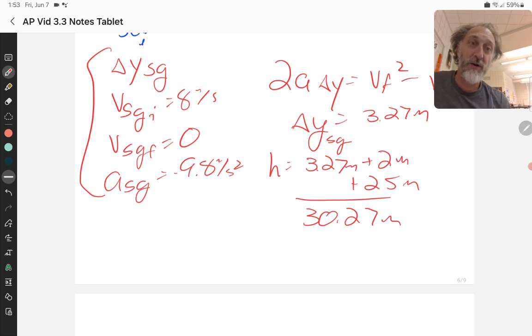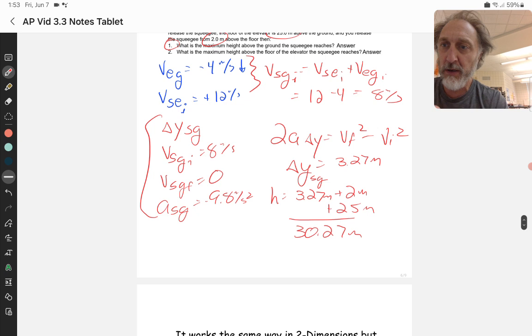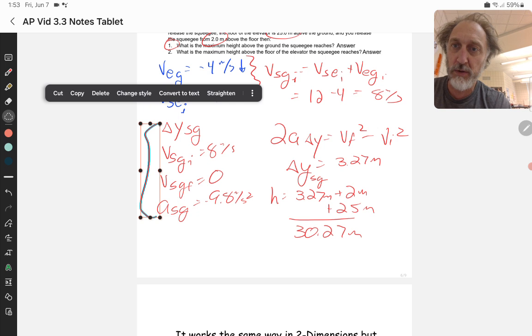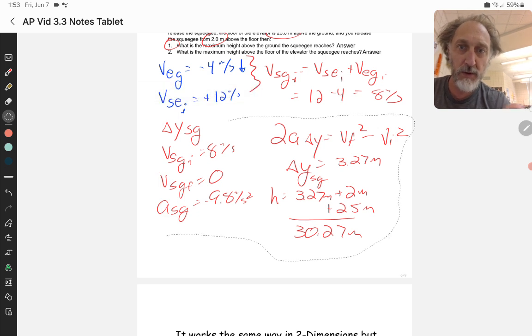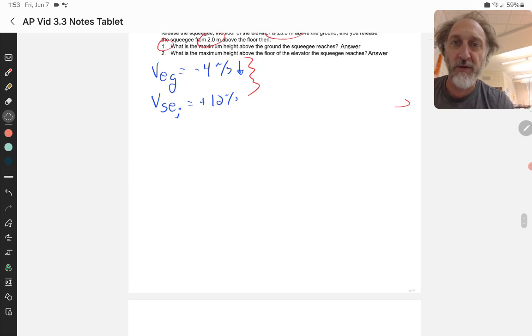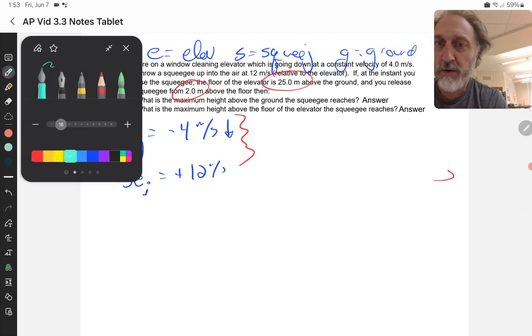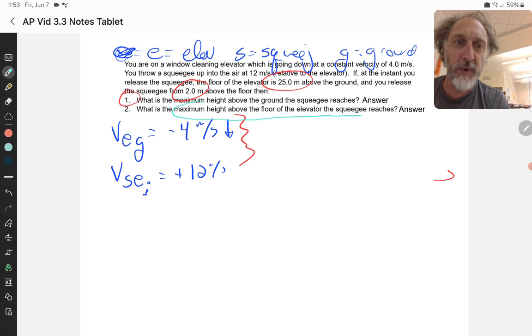All right, now question B is almost the exact same thing. All right, so let me erase all this stuff. All right, so for question 2, we're trying to figure out the maximum height above the floor. So now we're looking for our vertical displacement of the squeegee relative to the elevator.